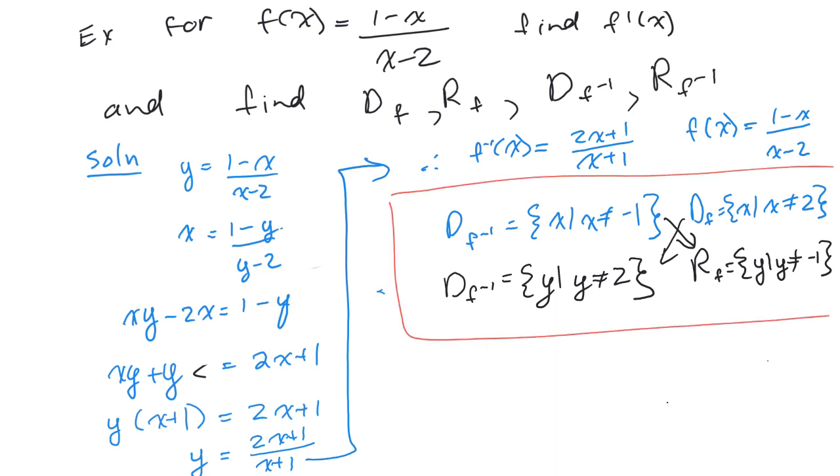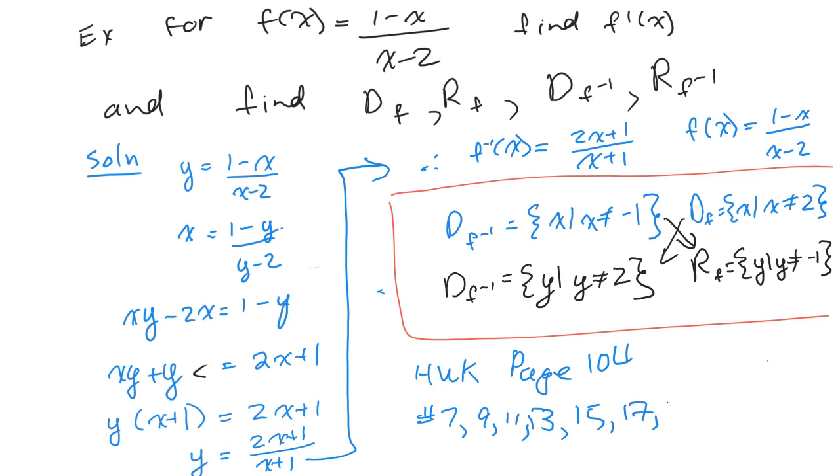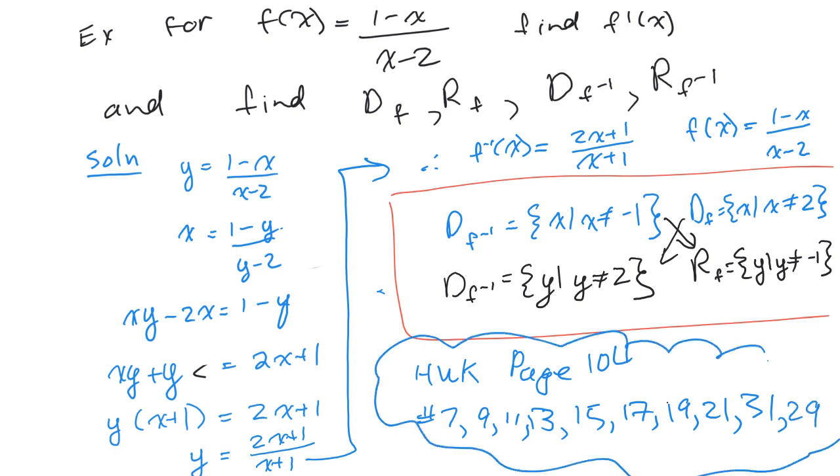Woo! So here's your homework. It's page 104. You're going to do number 7, 9, 11, 13, 15, 17, 19, and 21, and 31. Oh, and don't forget 29. Those are the questions that we are doing for work today.